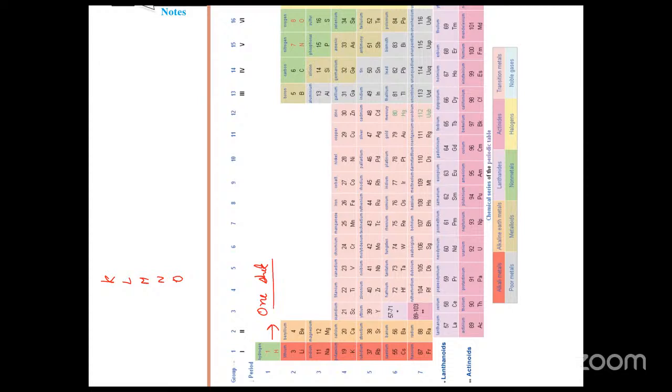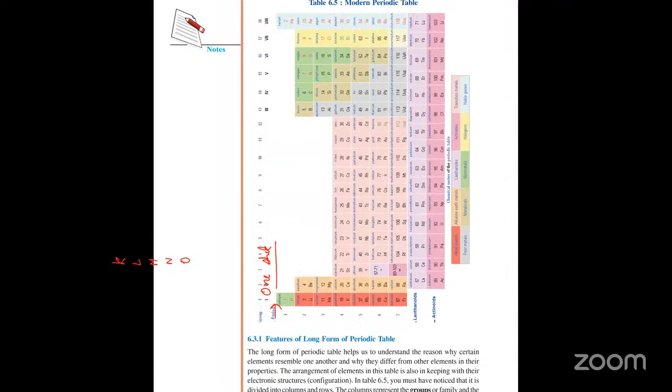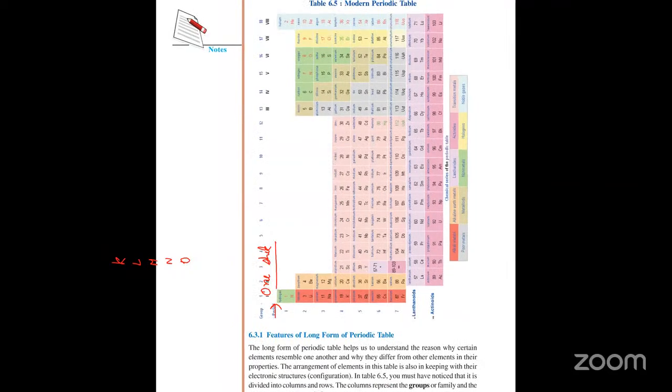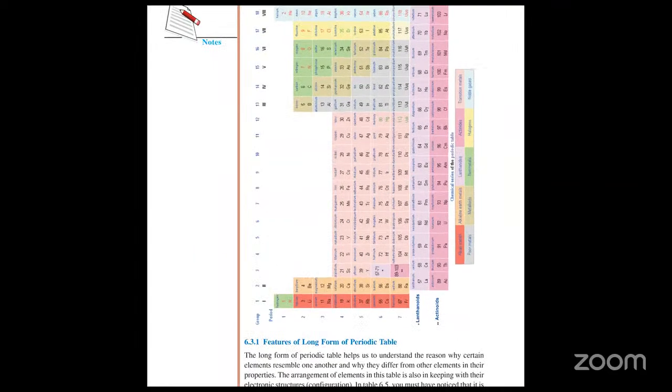The first period has helium and hydrogen, which have only the first shell, so it has one shell. The next has two shells, K and L. The next has three shells, K, L, M. Then four shells, K, L, M, N. So like this, if you go down the group, the number of shells increases one by one.